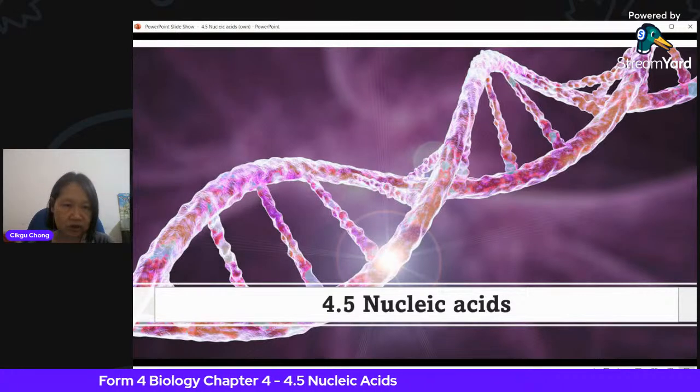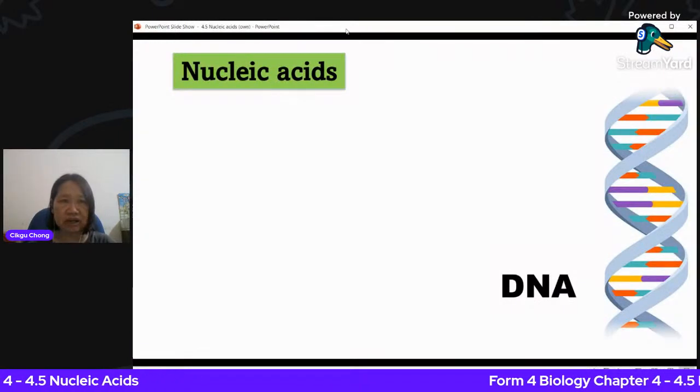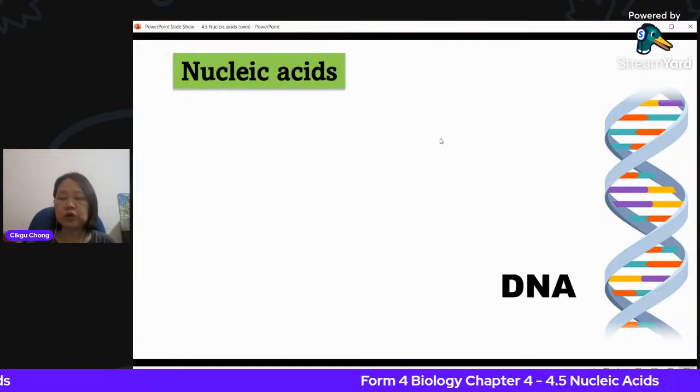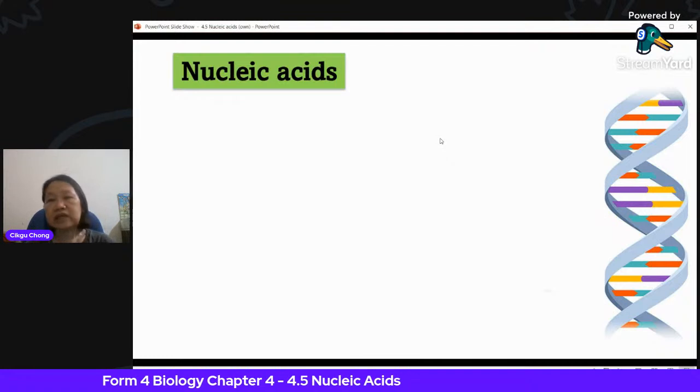This is the first screen. Now the second slide here. You know that this molecule is what I showed just now earlier. So this is actually the DNA molecule.